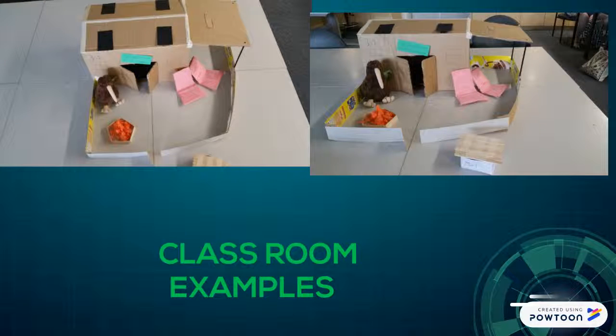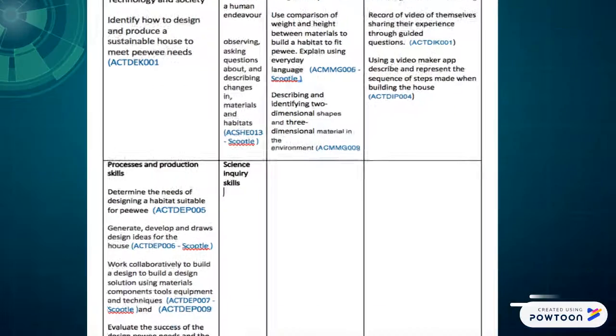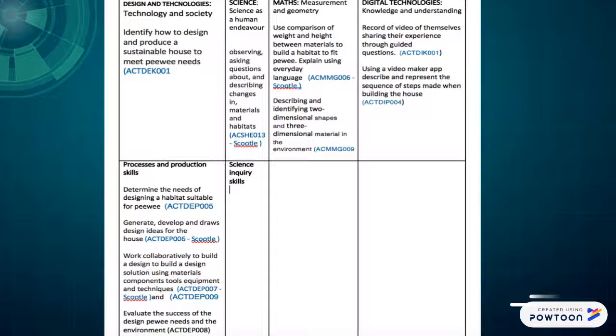Now we are going to look at some example activities and how we can incorporate the STEM connections into the activities. The first activity that we will look at is a foundation activity where students had to build a house for Pee-wee the bird. The table shows you the STEM connections that students can easily make.